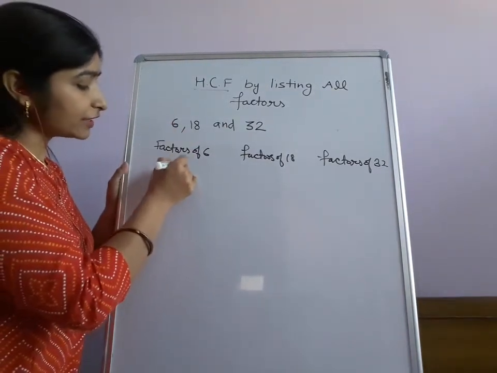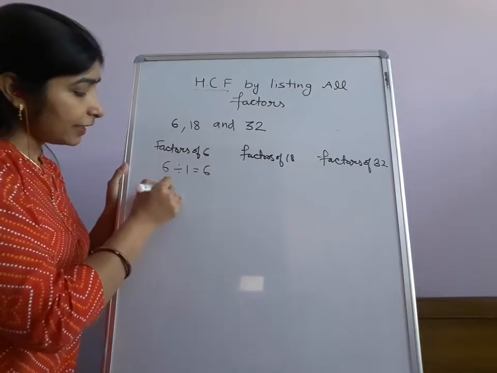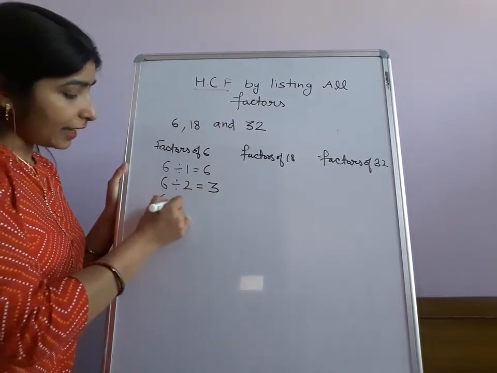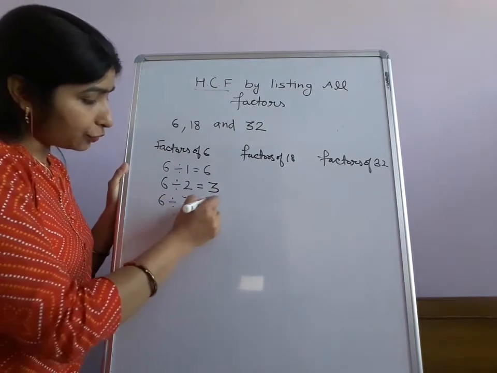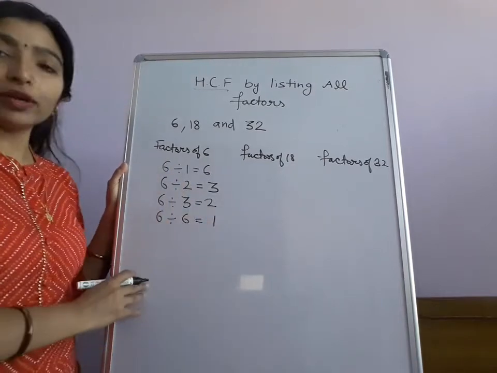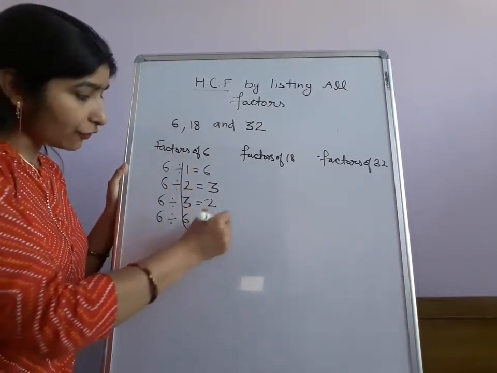Okay. So 6 is divisible by 1. So 6 is divisible by 2. 3 will come. 2 threes are 6, and then 3 twos are 6, and then 6 is divisible by 6. Okay. So these are the factors of 6.